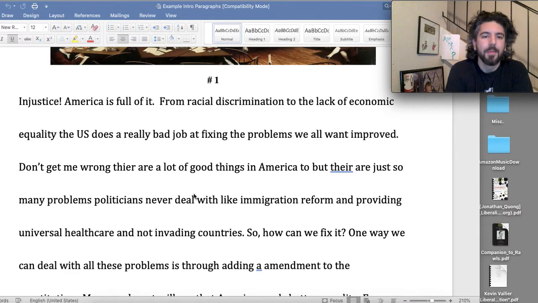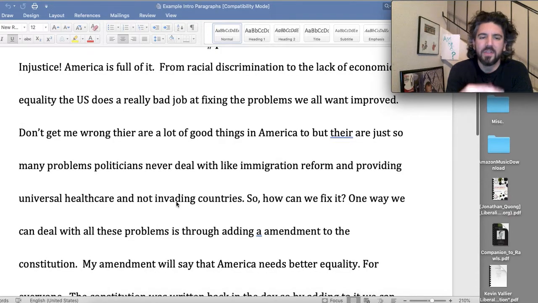And again, now we have politicians not dealing with stuff like immigration reform. And so the main problem with this as an introduction paragraph is that you just don't know what I'm talking about, right? The hook isn't trying to catch the reader's attention. This isn't an English paper or creative writing. It's very cold and calculating.